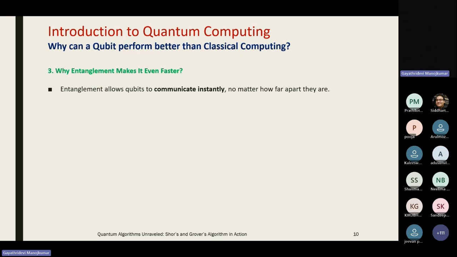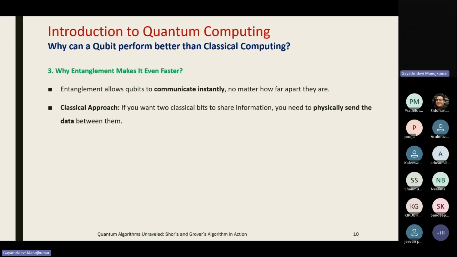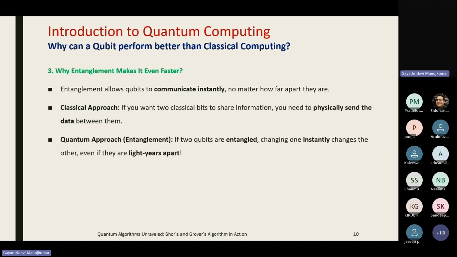And the next one is entanglement. As we have already seen what is meant by entanglement, it lets qubits communicate instantly. We need not bother about how far the distance is, even if it is far away in another galaxy; we can communicate with the help of entanglement. Normally, with a classical approach, if you want two classical bits to share information, we need to send the data between them. But with the quantum approach, the two qubits are entangled with each other, so even if they are light years apart, one can change the other.